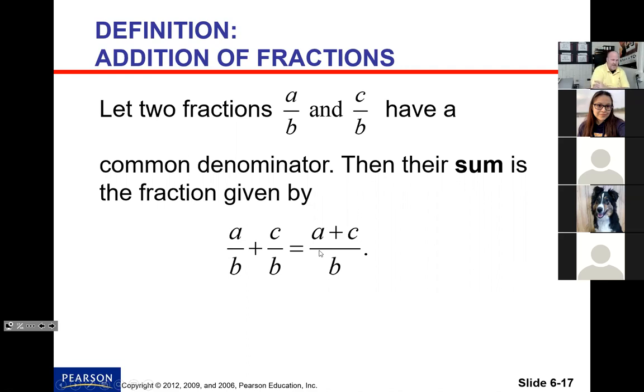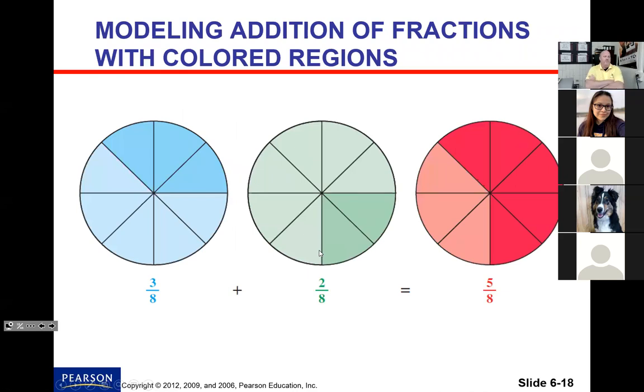Okay, so let's look at an example here. And here's the key thing. They have to have common denominators. And if they don't, then we're going to make them. So here's our big circle, the first one, the blue one. It's broken down into 8. We have 3 shaded. So we have 3 over 8, right? And our green one is broken down into 8. We have 2 shaded. So that's 2 over 8.